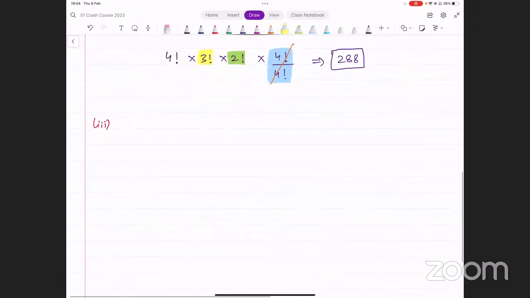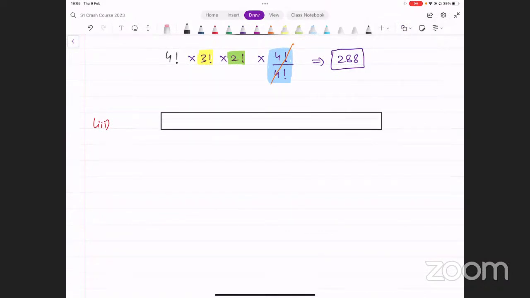Now think about this. How many parking spaces do we have? We've got 10 of them. We've got 10 parking spaces. Let's represent those 10 parking spaces initially.